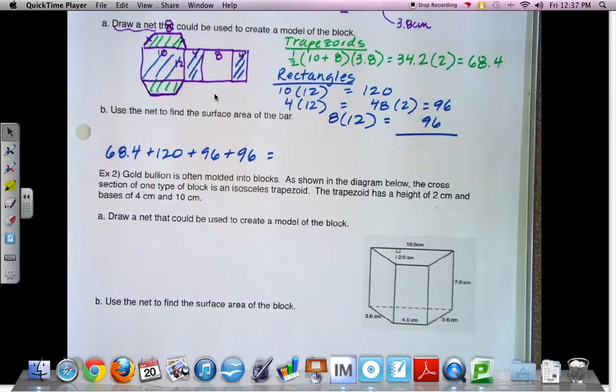What'd you get? 380.4. How many came up with 380.4? Oh, I was wrong. You had to get an answer with the right answer. Teamwork. All right, what are my units? Centimeters squared. So the surface area is 380.4 square centimeters.